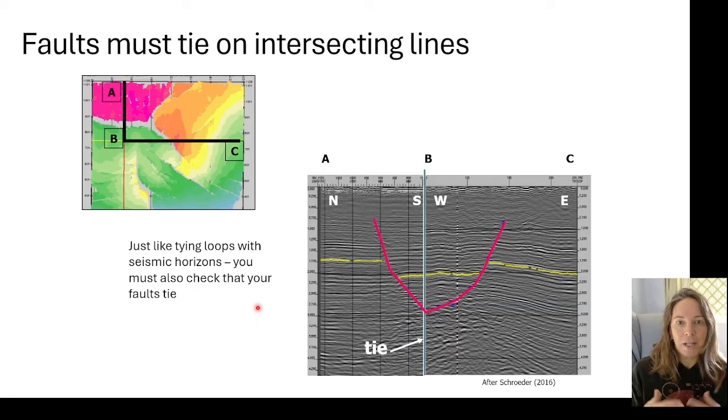So your fault must tie at intersection points. When you're looking at a cross line and an inline, or an arbitrary line that's intersecting another one, you want to make sure that the fault ties. And so I've got an example of what that looks like here.